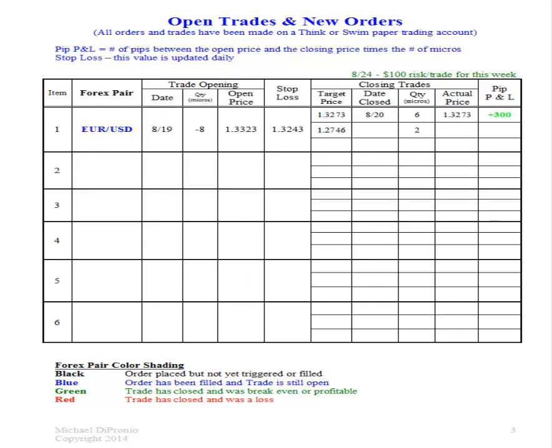Here's our trade summary chart for August. For open trades, our Euro US dollar trade remains open and we're short 2 micros. Target number 2 is 1.2746 and our stop loss remains at 1.3243. As for new orders, no new orders were placed today.